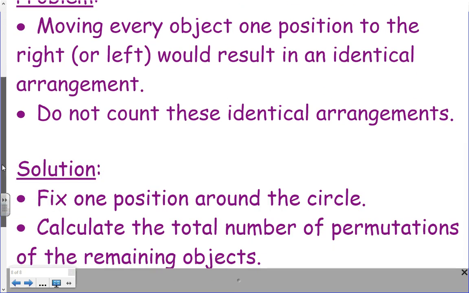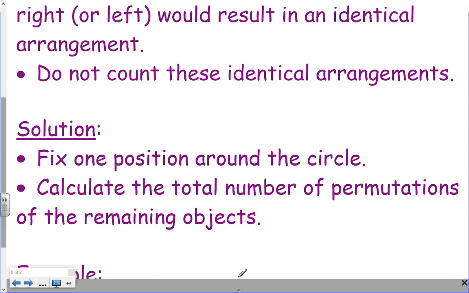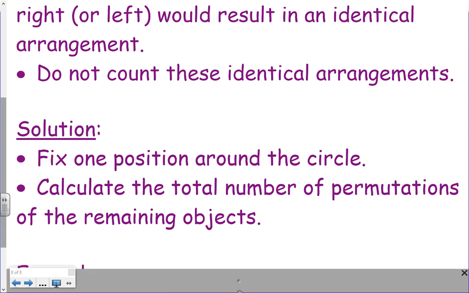Well, we just fix one of the positions. So we'll fix 1 position around the circle. We'll just take that first object and say it's a fixed position. So there's only 1 choice for what to put in that spot. And then we'll calculate the permutations for the remaining objects. That will take care of this idea of rotating things around and ending up with the exact same permutation.